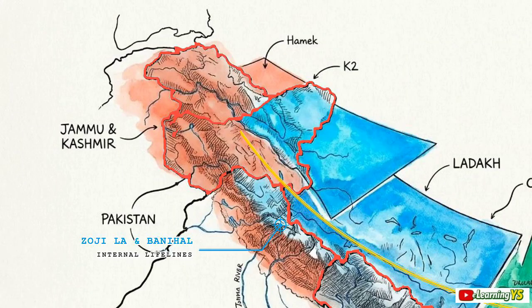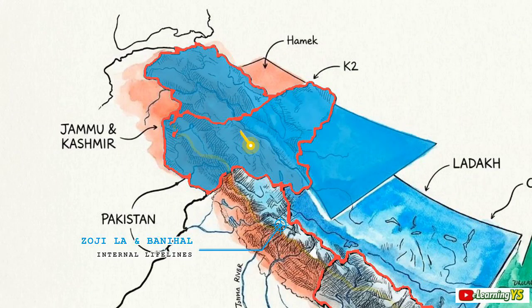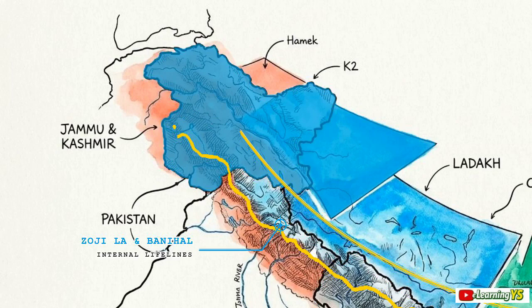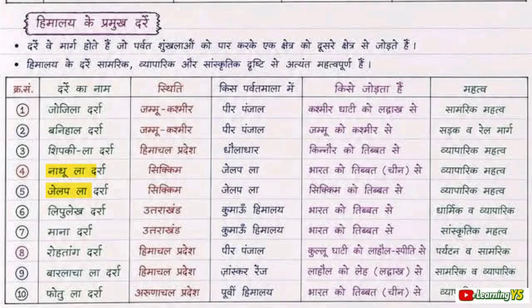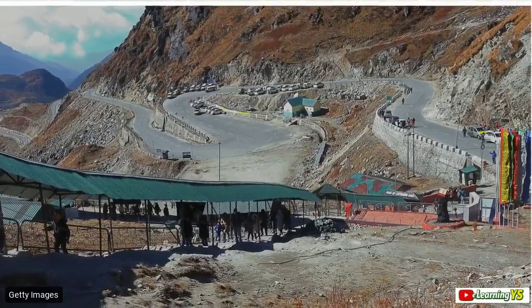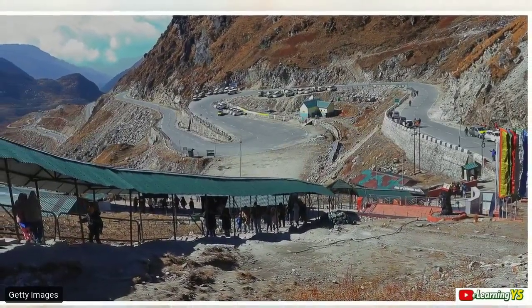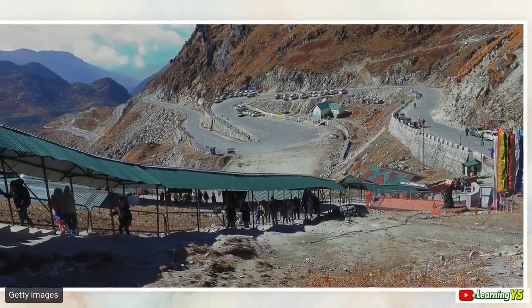As we move eastward along the Himalayan arc, the passes shift from internal lifelines to international border crossings. In Sikkim, Nathu La and Jelep La cut through the Jelep range. These passes serve as the primary commercial arteries linking India to China. Because of their commercial transit volume, these choke points feature developed paved roads and militarized infrastructure.